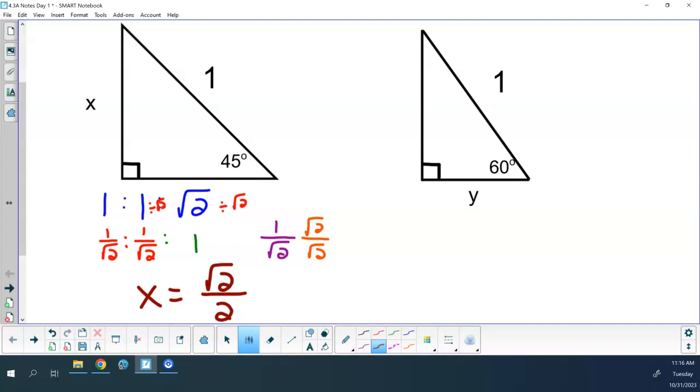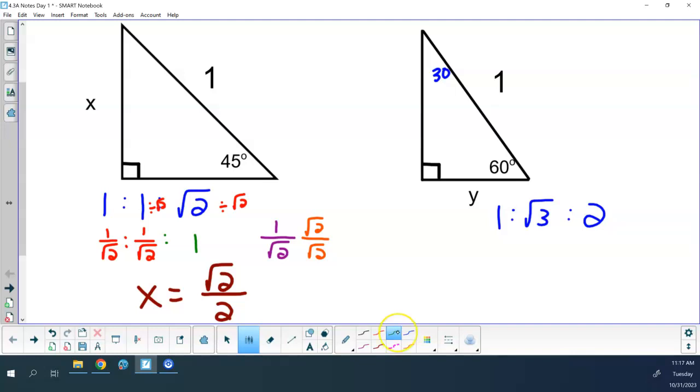In a 30, 60, 90 triangle, we have a 1 to the square root of 3 to 2 ratio, shortest to longest. Shortest side is opposite the 30-degree angle. Middle side is opposite the 60-degree angle. Hypotenuse is the longest side. So shortest to longest, that's the ratio.